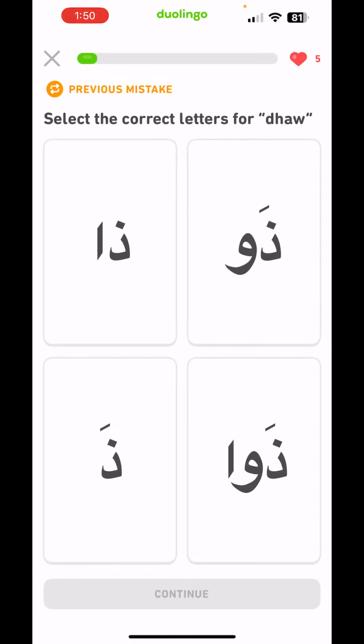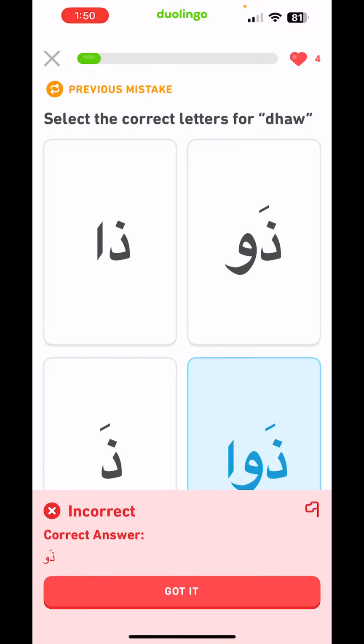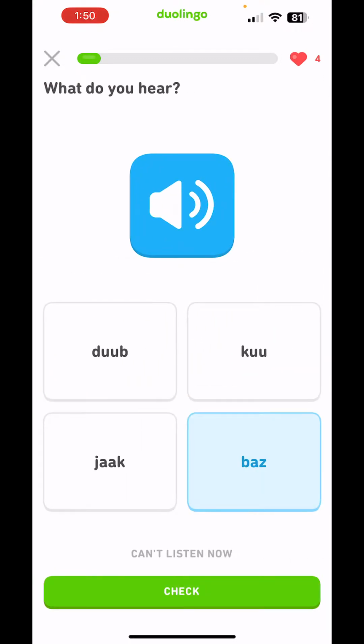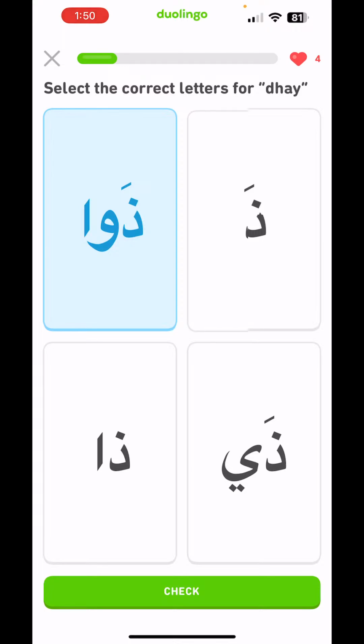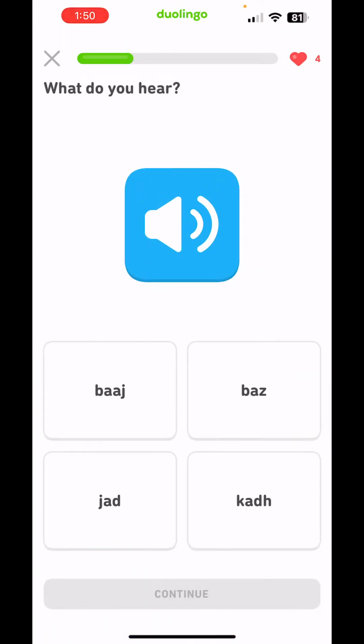Okay, Dawa. Hmm. Maybe this. Okay. Oh no, that's not Dua. How do you pronounce that? I don't know. Or Thu, maybe it's Thu. Bez. Okay. They. A. They. Oh, maybe it's they. Okay.